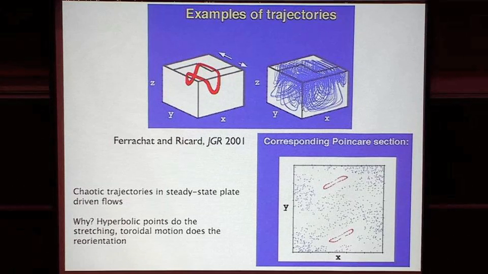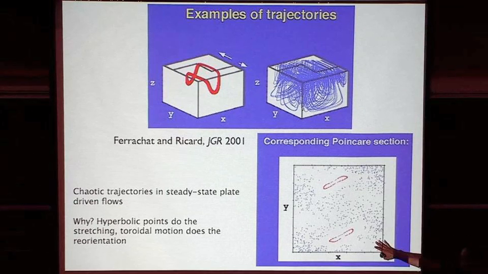Picture on the lower right is an example of one of these Poincare maps. You keep track of where things go. Right? So the blue trajectories on the upper right plot with the blue dots here. And here's the region where we have an elliptical point in the middle, and we get poor mixing.